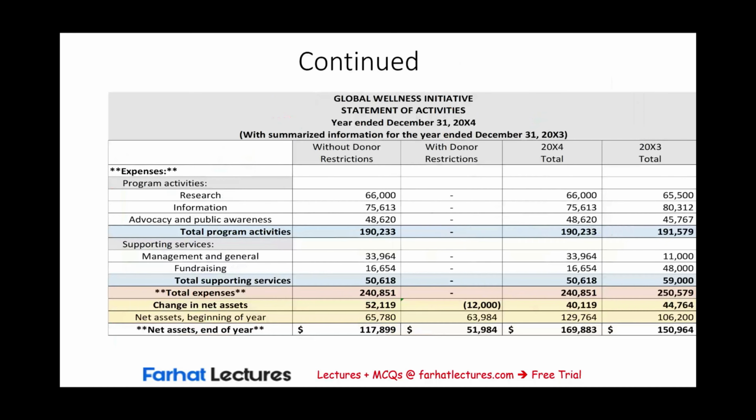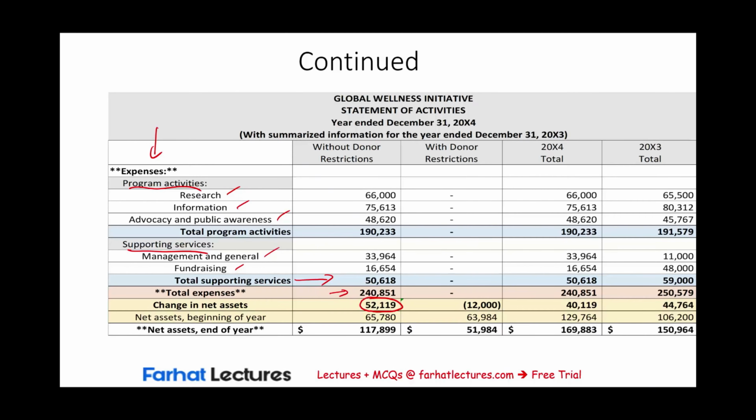Then on the statement of activities, we're going to have expenses. Here expenses can be program expenses, they can be supporting expenses. Here we have research, information, advocacy, and supporting expenses: managerial and general, fundraising. Then we have total supporting services, then total expenses. Then we take the revenues minus the expenses. It gives us the change in net assets, which is in a sense net income.